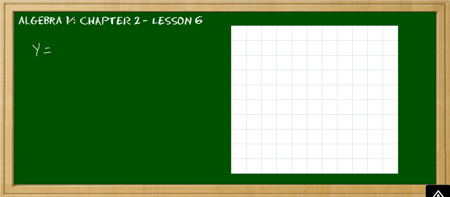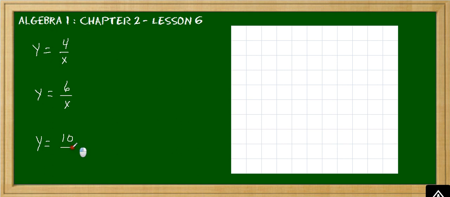So we have, let me give myself some room here, y is equal to 4 divided by x. We're also given y is equal to 6 divided by x. And then we're given y is equal to 10 divided by x.